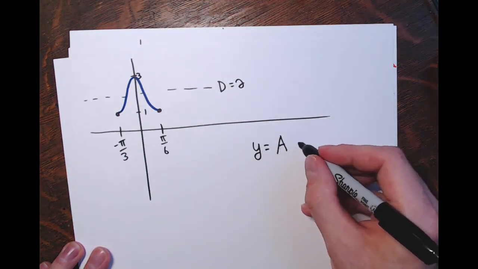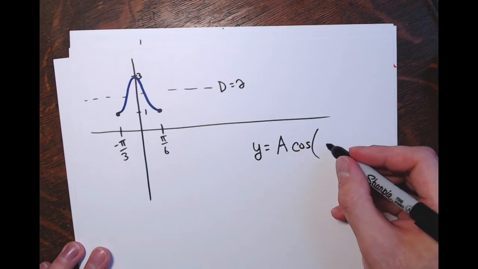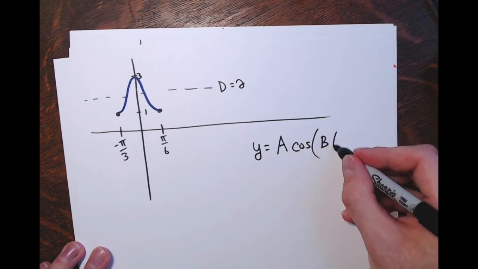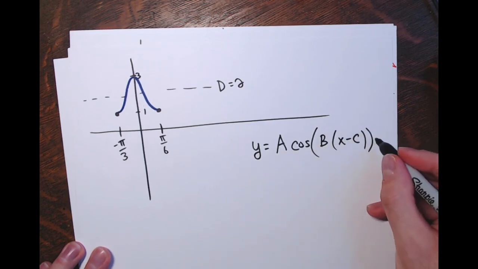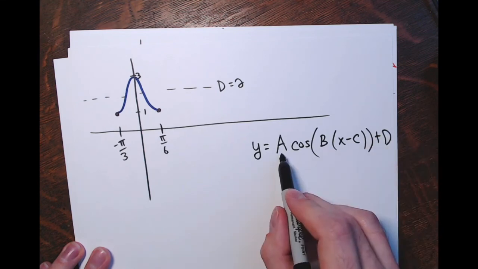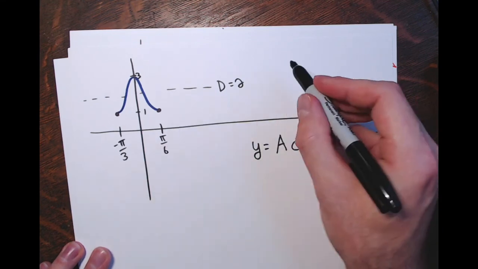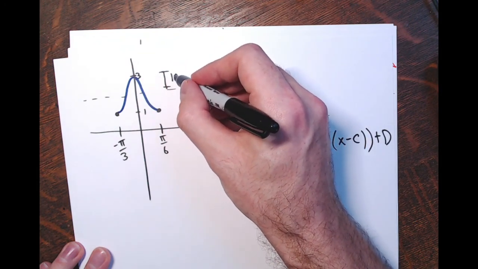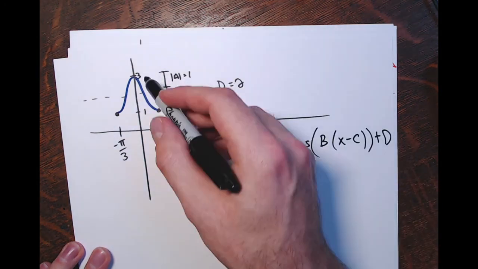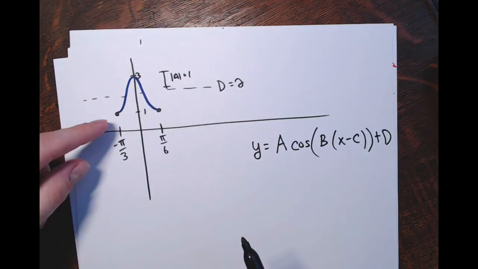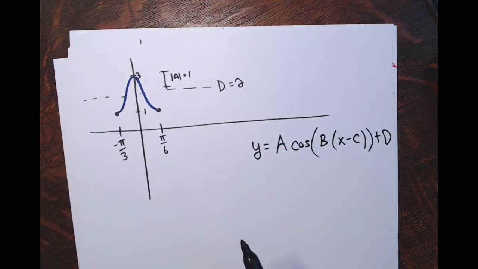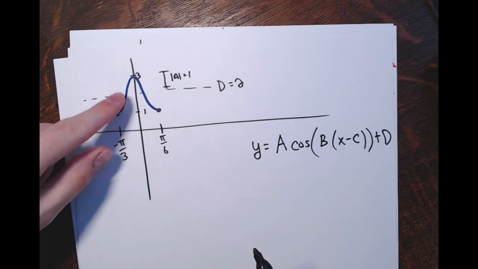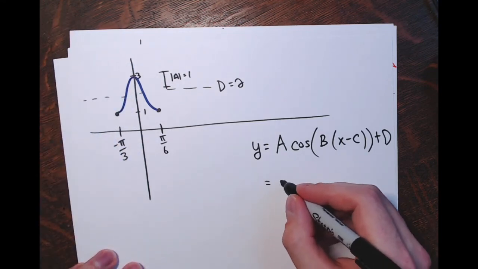Y equals A times the cosine of, and then B times the quantity x minus C, and then plus D, right? Where A was the amplitude, which we saw was 1. And the absolute value of A is 1. But it is flipped. All right, again, normal cosine starts at the top of a hill and moving downward when you start a cycle. This is starting at the bottom of a valley and moving upward. So that's why I put -1 in for the A.